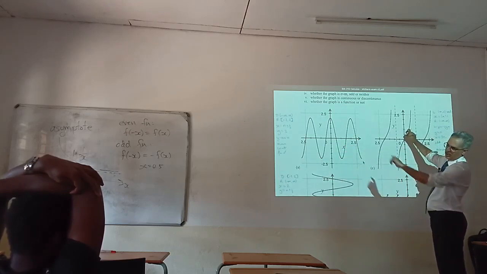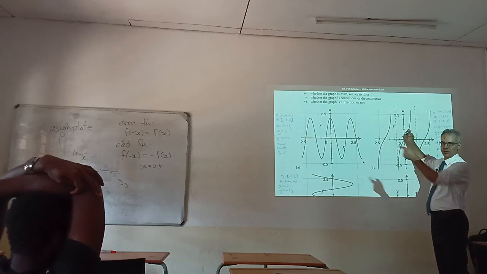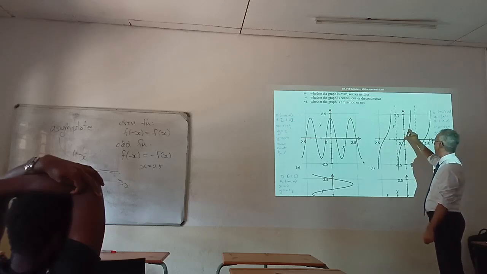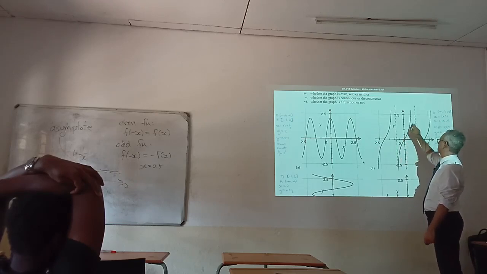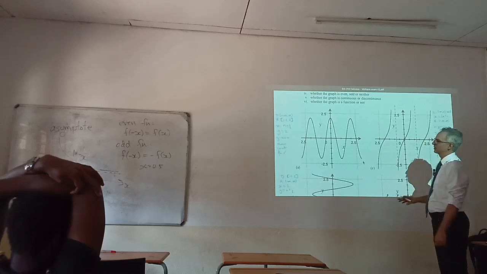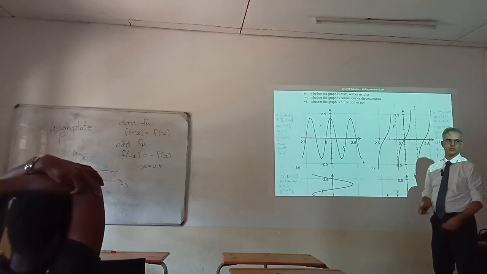But now I need a minus sign in front. Minus the function of x. So the 1 is minus 1. Minus 1 equals minus 1. And if you look at it, you will see this is true everywhere. Therefore, this is an odd function.